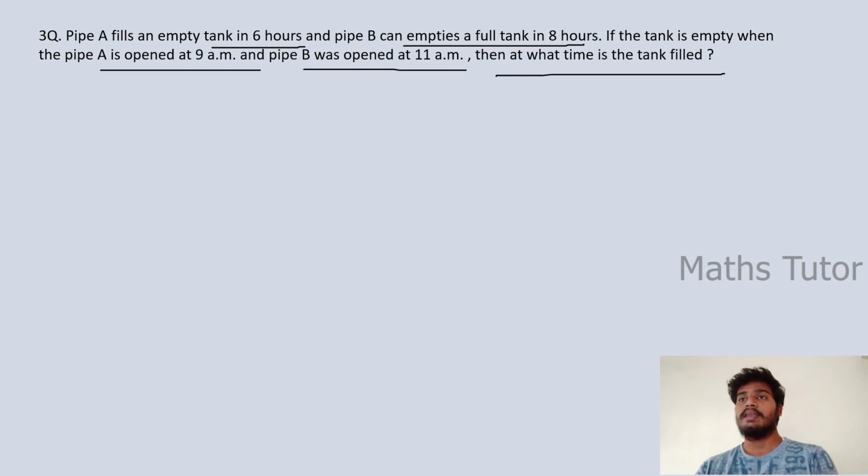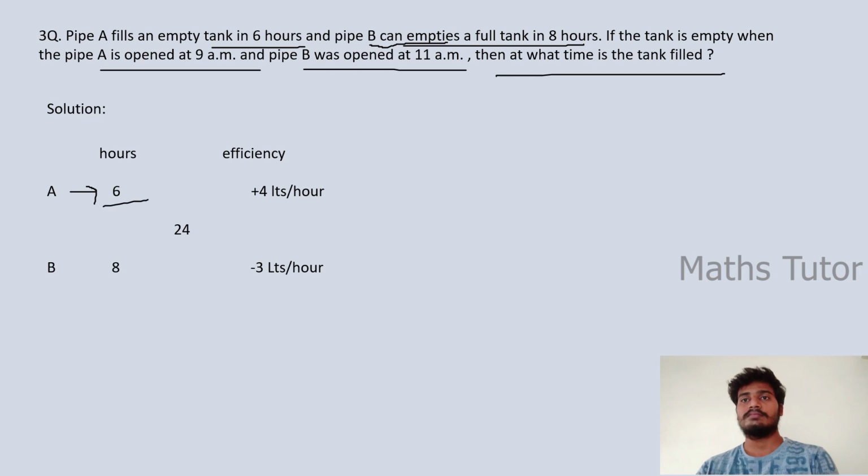Here pipe A can fill the tank in 6 hours, while pipe B is emptying the tank in 8 hours. It's negative work. The LCM of 6 and 8 is 24, and when 24 is divided by 6, the efficiency of A becomes plus 4 liters per hour, and the efficiency of B is minus 3 liters per hour.